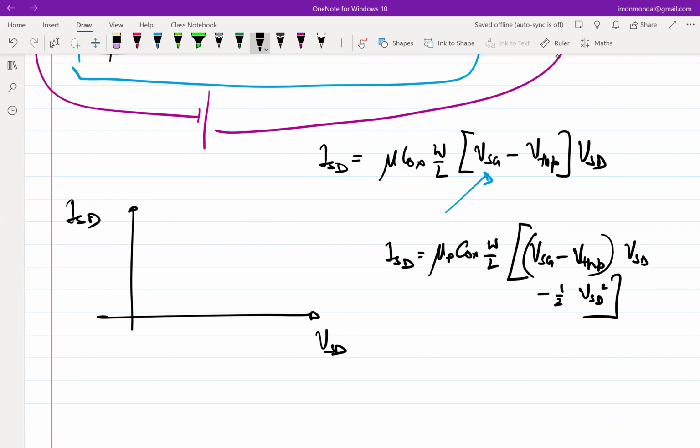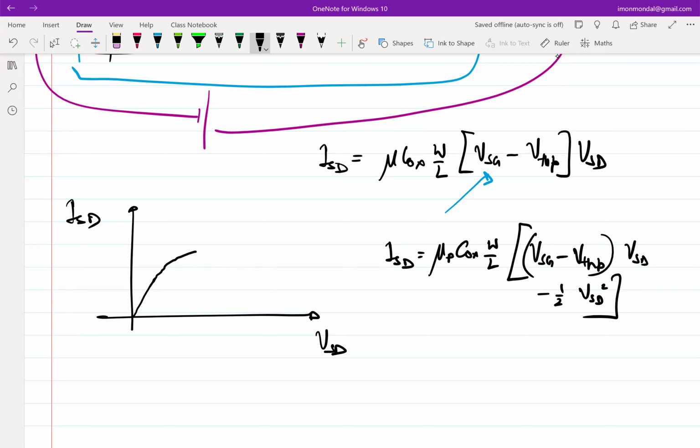So what did we see? When VSD is small enough so that I can neglect the half VSD square term, then essentially this is a straight line. And when the minus half VSD square terms will start kicking in, this will start to flatten. And that is good, because ultimately our aim is to get Y22 to be 0, right? Which essentially means that we would want the ISD versus VSD plot to be as flat as possible. Okay, so it looks like it is flattening.